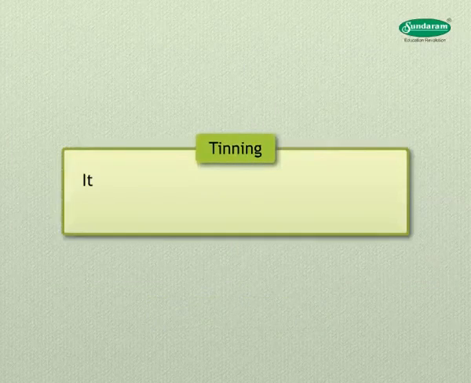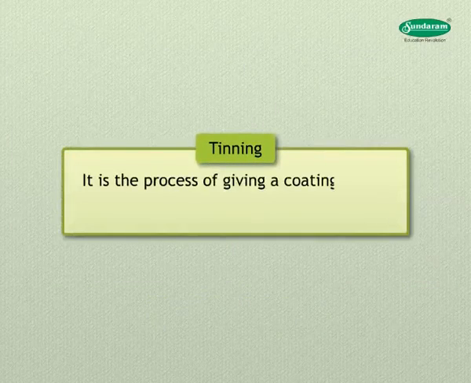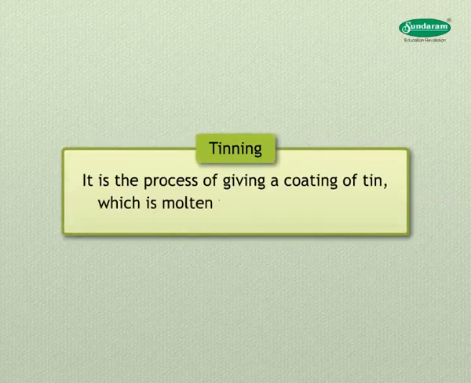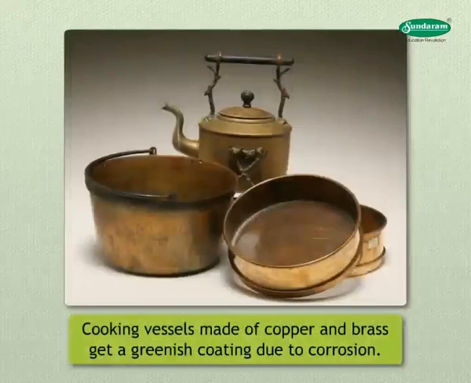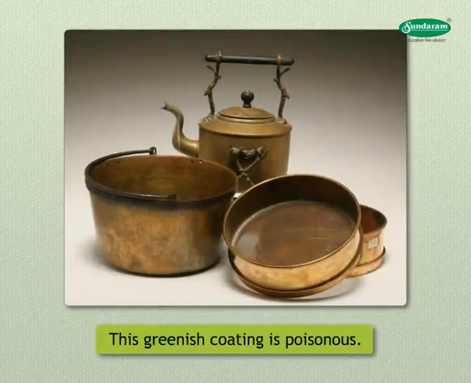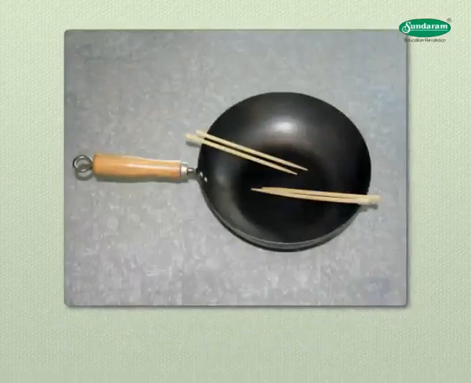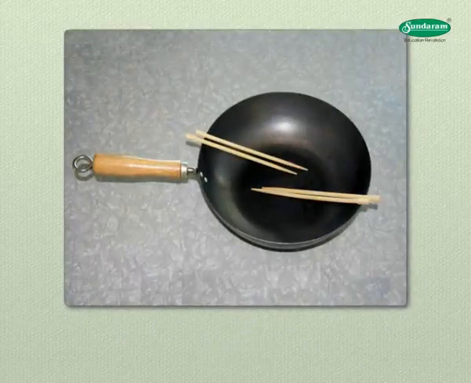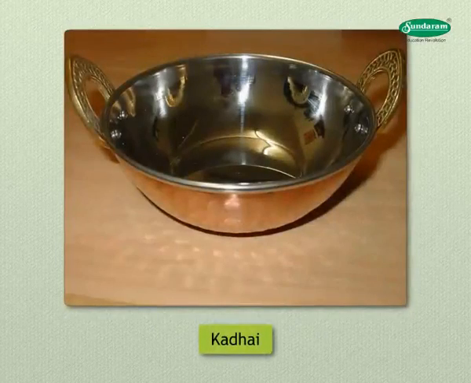Tinning. It is the process of giving a coating of molten tin over another metal. Example, cooking vessels made of copper and brass get a greenish coating due to corrosion. This greenish coating is poisonous. Therefore, they are given a coating of tin to prevent corrosion. Example, kadai.